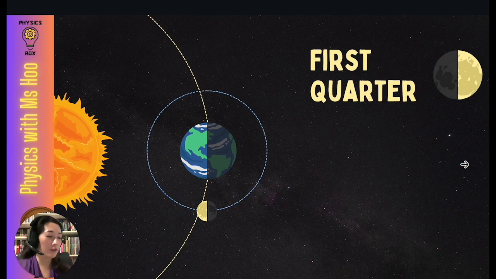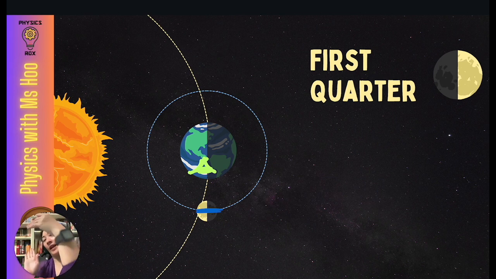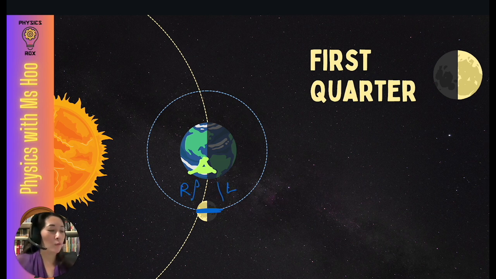Same thing for the first quarter. Again, imagine that this is where our eye position is. So when we look at the moon, we're now looking this way, right? So you can turn and look and see, okay, yep, at this stage, this is on the left and this is on the right, and that's why the illumination is on the right side.